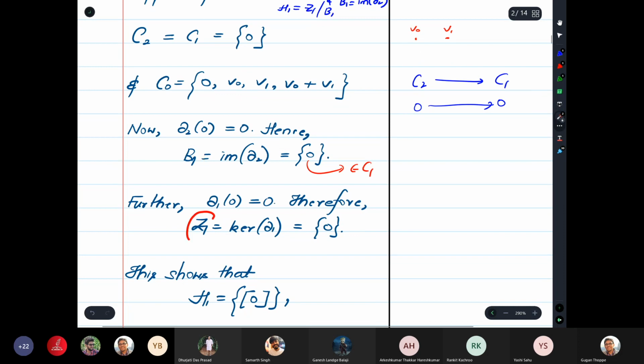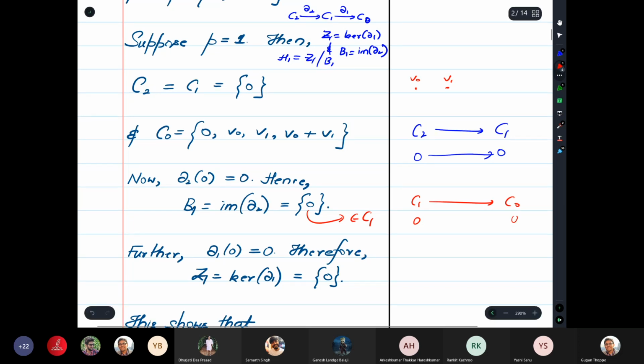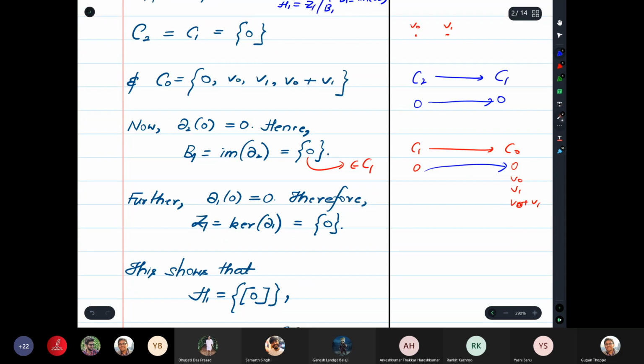The next thing I need to do is compute Z1. So what is Z1? It's the kernel of DABA1. Recall, DABA1 is the map from C1 to C0. C1 only contains the element 0, whereas C0 contains 0, V0, V1, V0 plus V1. However, this 0 is only mapped to 0. Because we require that this be a vector space homomorphism, it is important that 0 gets mapped to 0. Hence, the kernel of DABA1 only includes the element 0. So we have finished computing B1 and Z1.